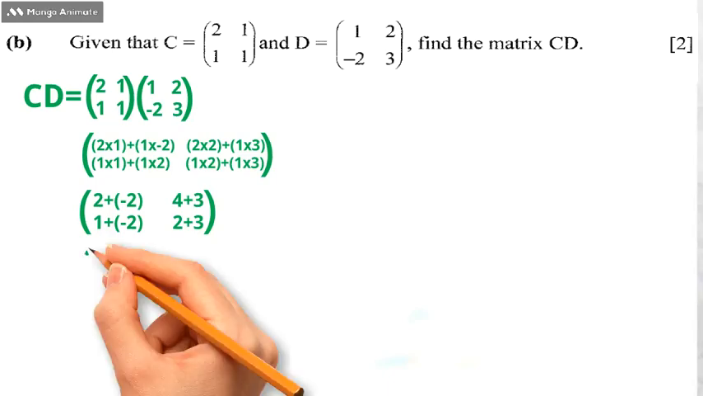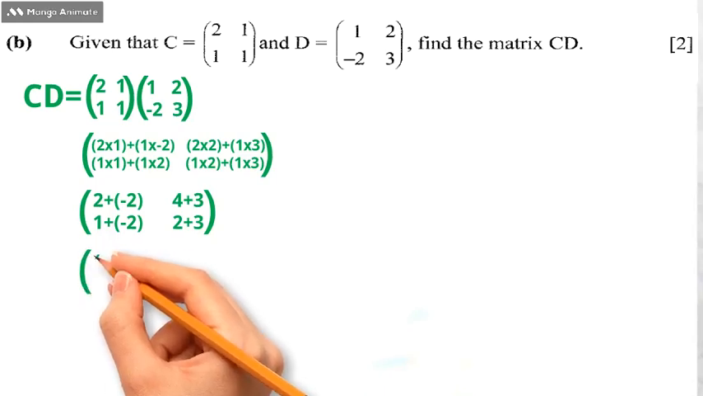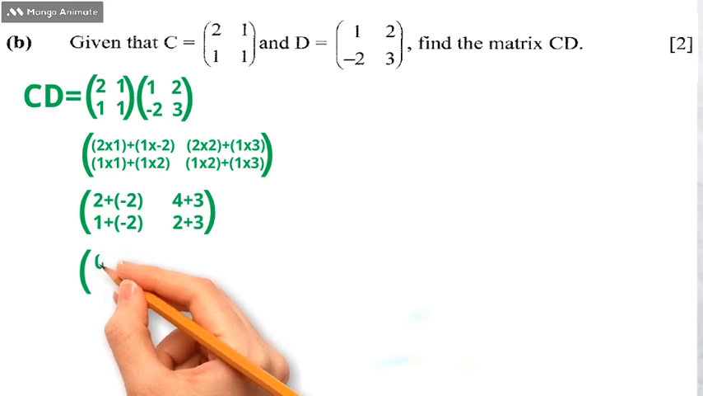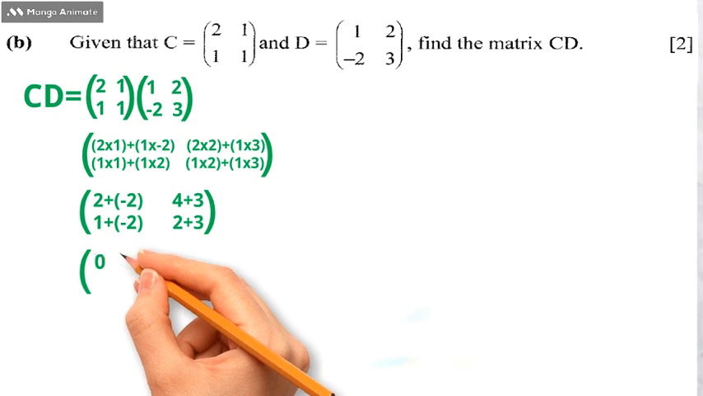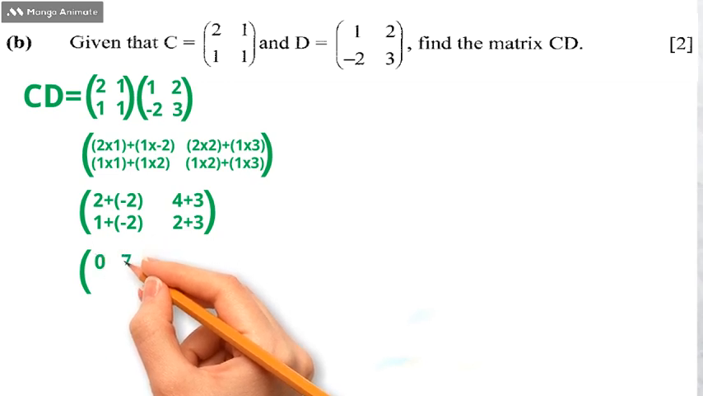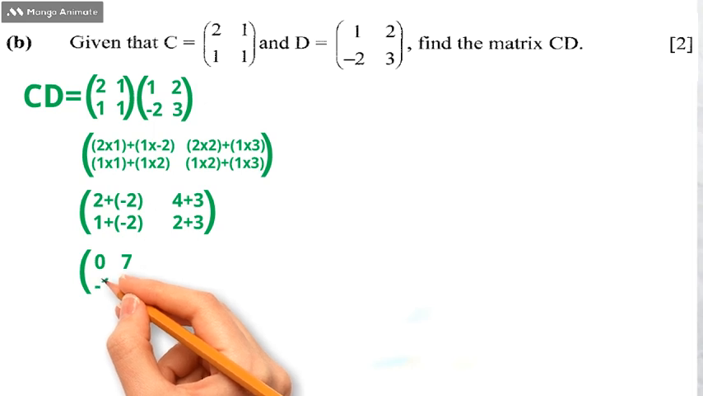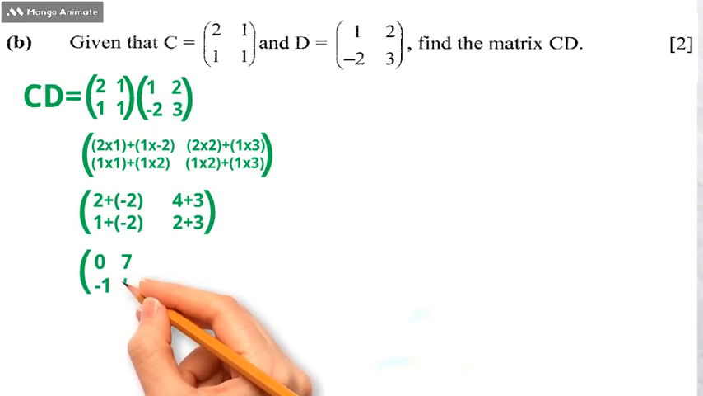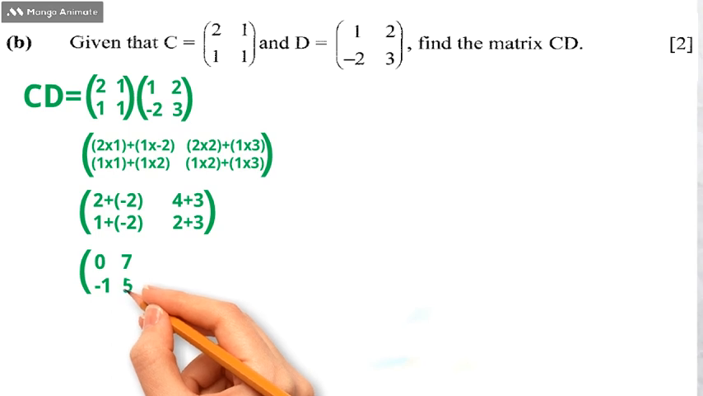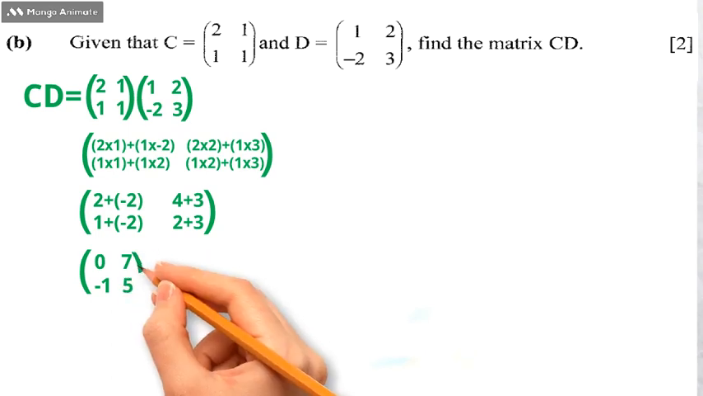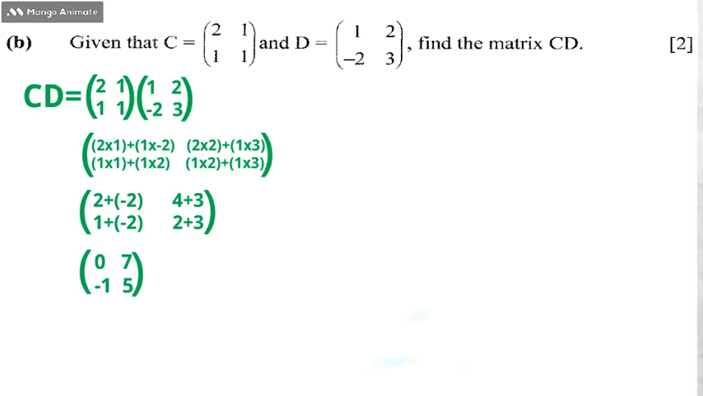Now what we need to do is find the sum of these. 2 plus negative 2 will give us 0. 4 plus 3 will give us 7. 1 plus negative 2 will give us negative 1. Then 2 plus 3 will give us 5. That is the final matrix for this question. So the matrix CD is [0, 7; -1, 5]. If you have questions, you can ask in the comment section, but that's how you do it.